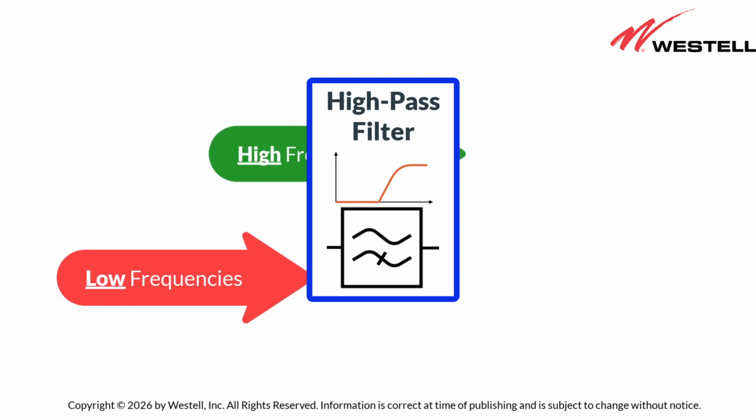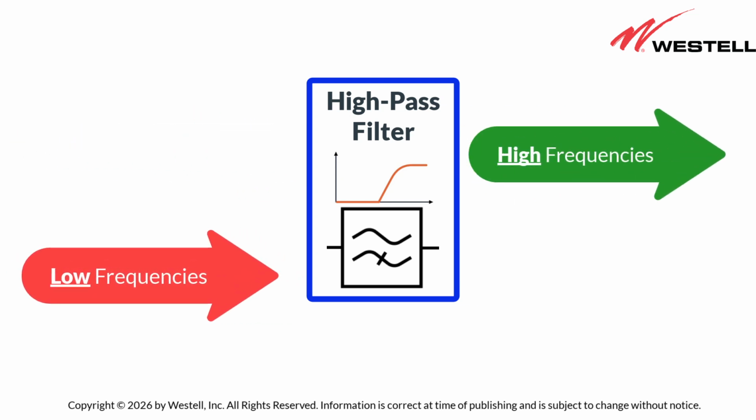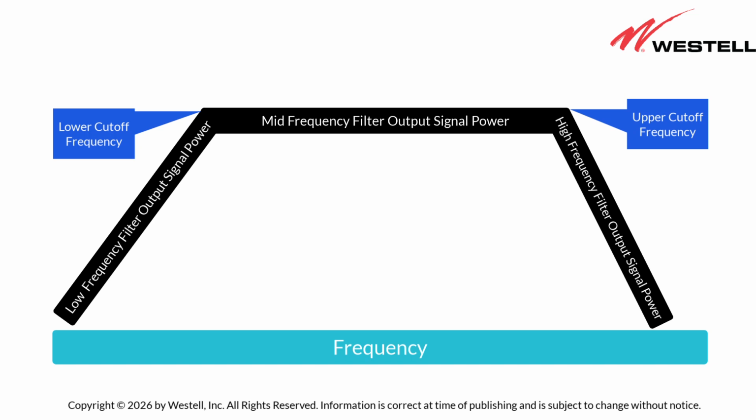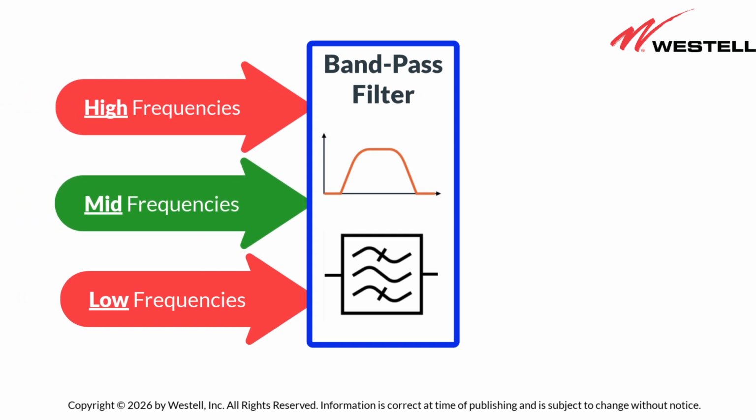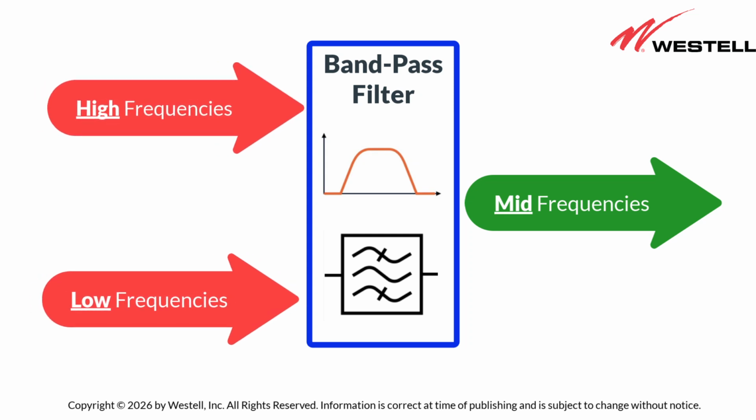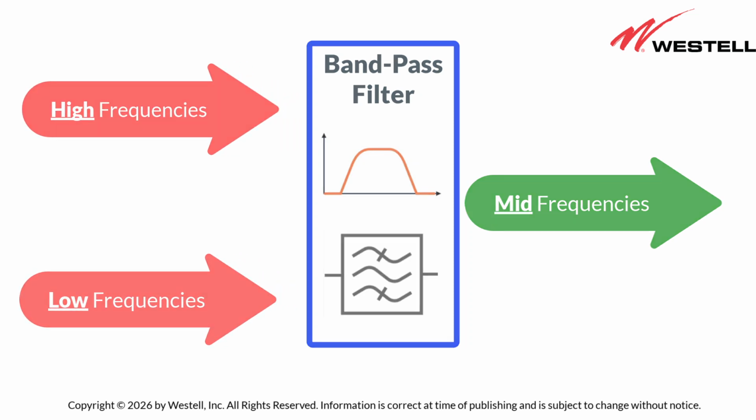High-pass filters perform the opposite function of low-pass filters. They allow higher frequencies to pass while blocking lower ones. Bandpass filters have two cutoff frequencies. Frequencies between the two cutoff frequencies are allowed to pass, while frequencies below the lower cutoff and above the upper cutoff are blocked. Here, the schematic symbol has three waves: high, middle, and low. The high and low waves are blocked, allowing the middle frequencies to pass.